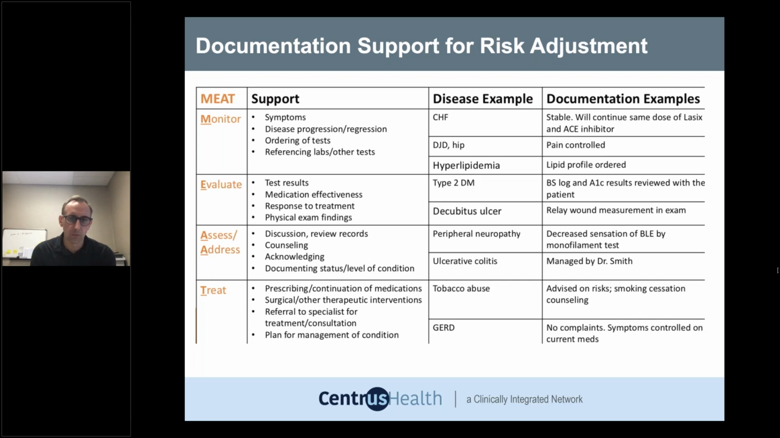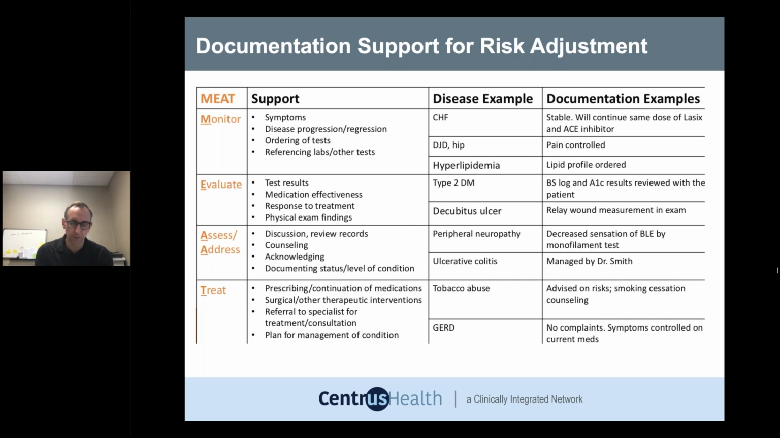So when you're looking at risk adjustment, oftentimes Medicare Advantage audits and things like that will use the acronym MEAT to see if the code met the documentation support needed to be associated with a claim. So MEAT stands for monitor, evaluate, assess, and treat. Having some element of this acronym in your chart helps support the code.